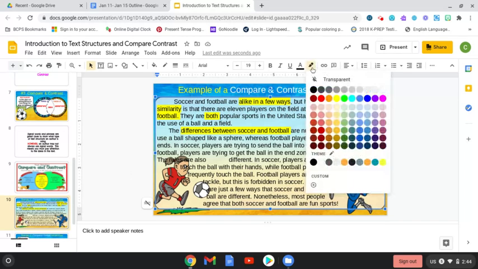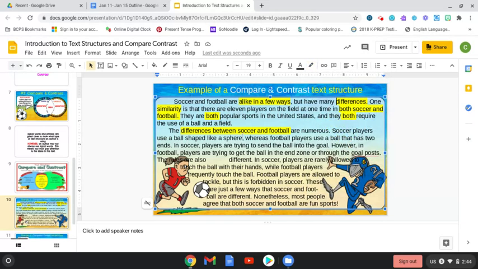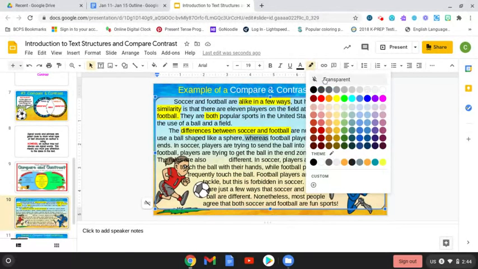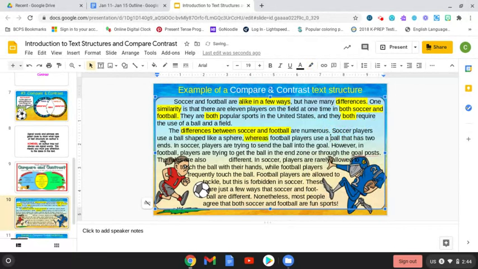So I know this is not a typical signal word or phrase that you might see, but do you see where it says whereas? When you see something like that, the author is trying to show you how the things are different. So soccer, ball shaped like a sphere, whereas football players use a ball that has two ends. That is showing a clear difference.